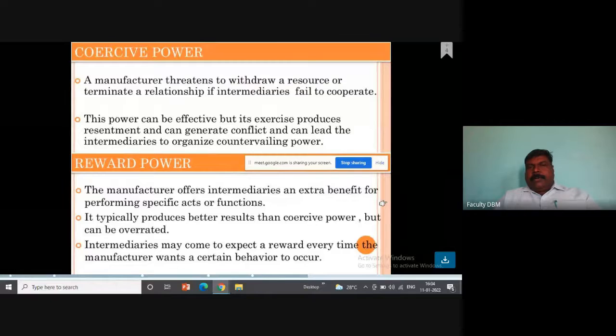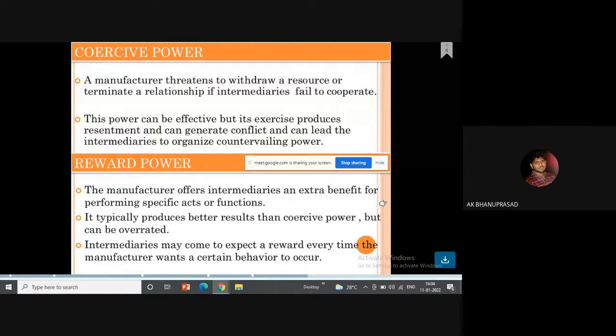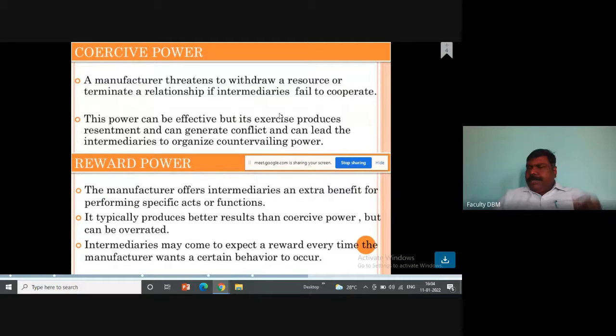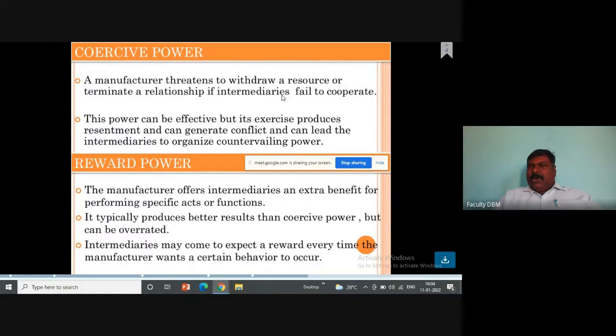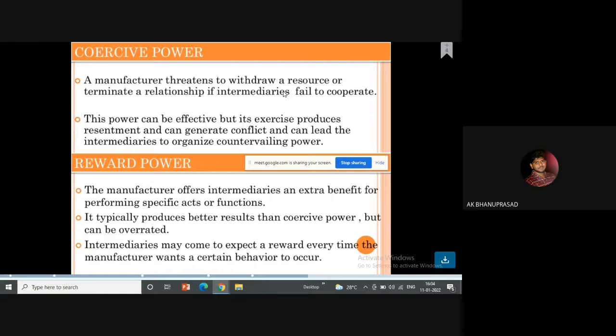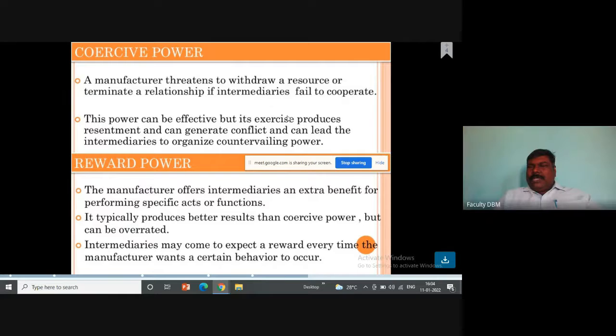Any doubt regarding these two powers? Did you get the difference? No, sir. The first is just negative power. This is withdrawing, when you fail to cooperate, when there is no business from this fellow, they are going to withdraw. And this reward power motivates the retailer or a dealer or a wholesaler a lot, even a consumer, right?